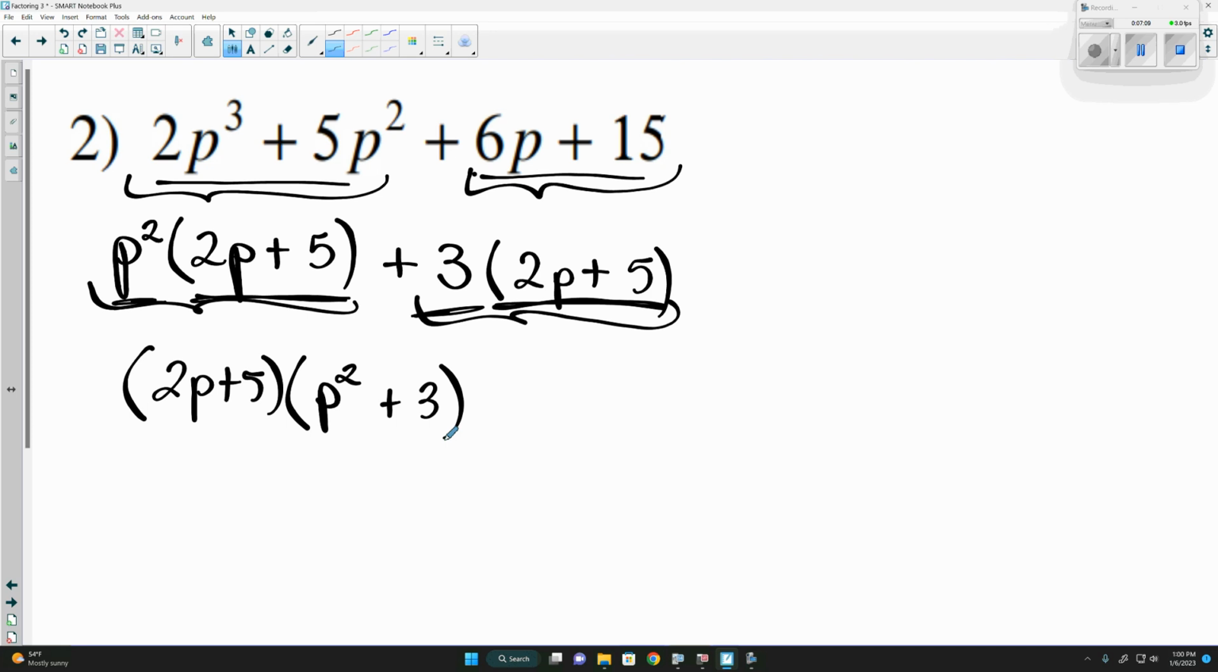P squared plus 3, we would need to look at it and see if we could factor it. And since it has 2 terms and p is squared, the only way we could possibly factor it is if it's a difference of perfect squares. Well, it's a sum, it's not a difference, so we can't do anything with it. So that's as far as we can take it.